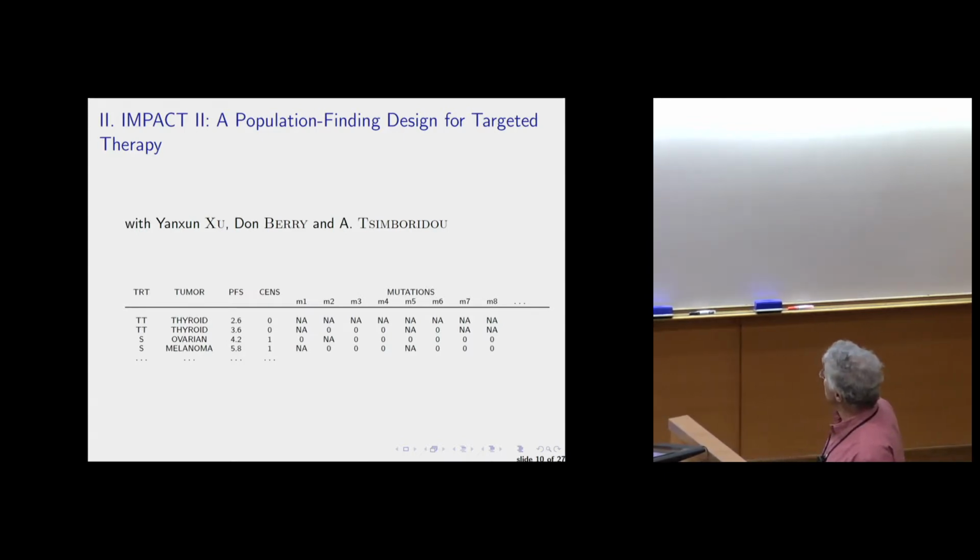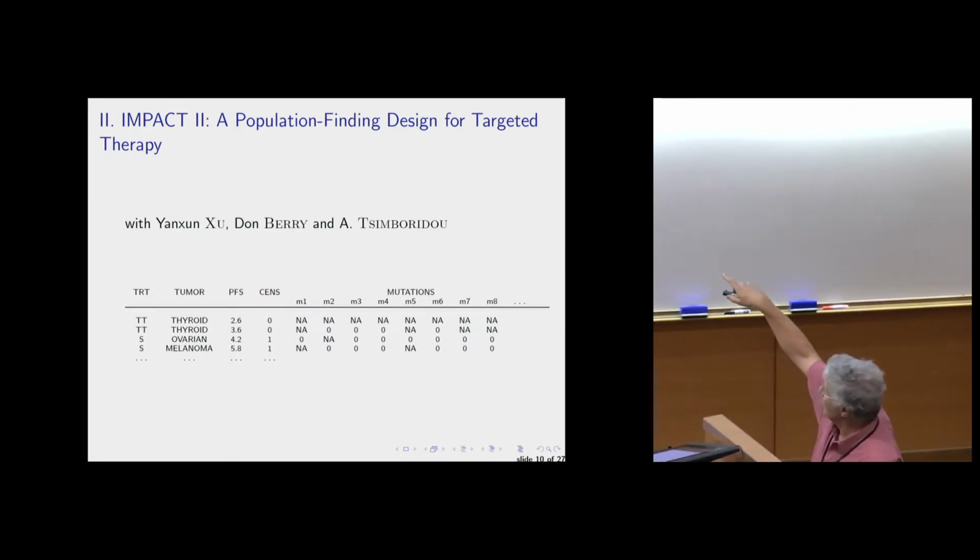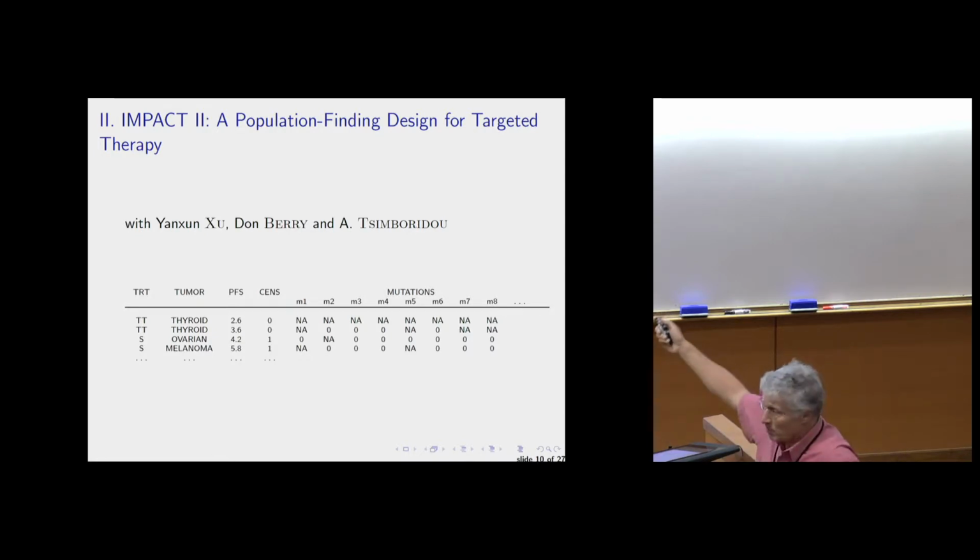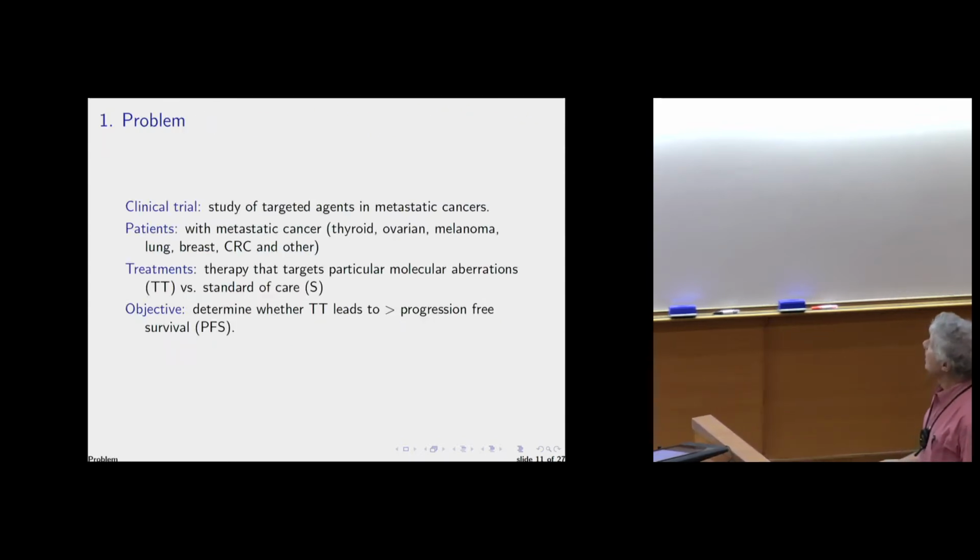The outcome is progression-free survival, and there's a number of mutations that are being recorded. This is actually not the data from the randomized trial. This is observational data from earlier. And in that observational data, many of the aberrations are not recorded for many of the patients. Depending on the disease, some of these aberrations might make sense to record or not. So these are not missing. They were simply never ordered. They were never asked for.